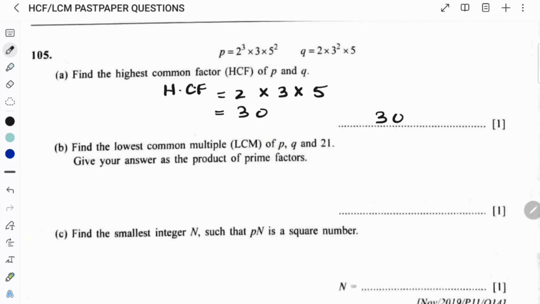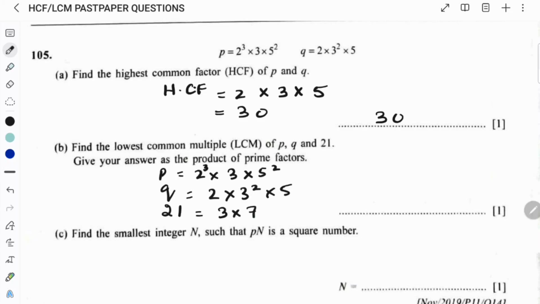Part B, the lowest common multiple of P and Q is 21. LCM is 21. Give your answer as the product of the prime factors. All right. So P is equals to 2 cube into 3 into 5 square, and Q is equals to 2 into 3 square into 5. And 21 is 3 times 7 is 21. So find the lowest common multiple of P, Q and 21.